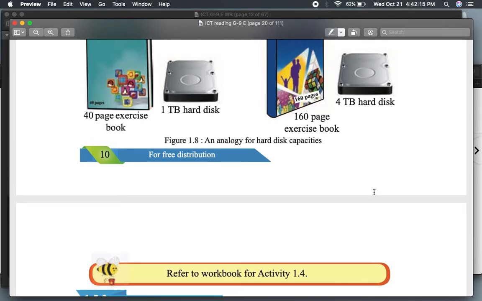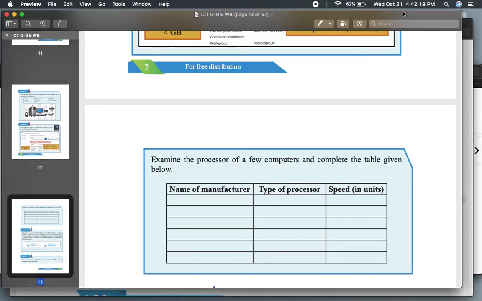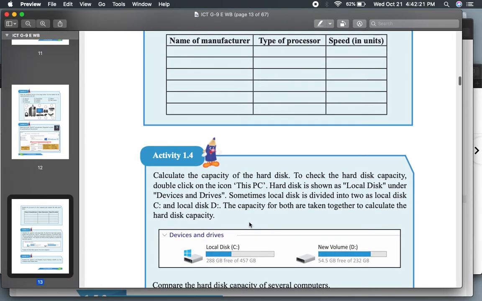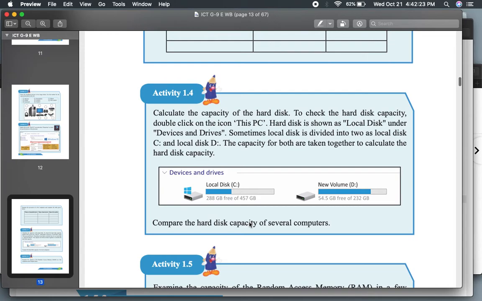So refer to the workbook for activity 1.4. We'll do this activity as well. Calculate the capacity of a hard disk. To check the hard disk capacity, double click on the icon this PC. Hard disk is shown as local disk under devices and drives. Sometimes local disk is divided into two as local disk C and D. The capacity for both are taken together to calculate the hard disk.